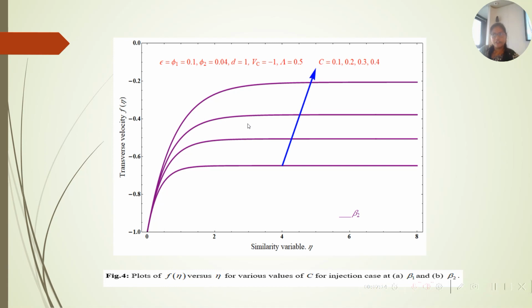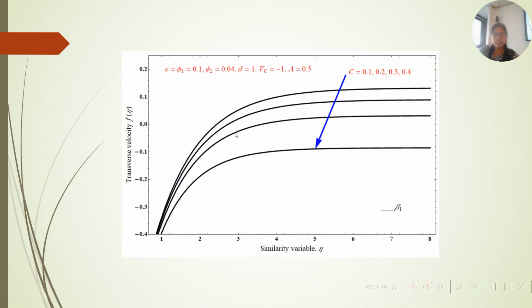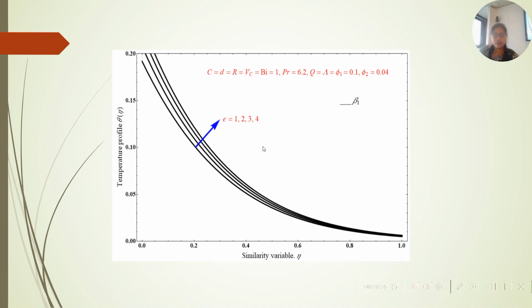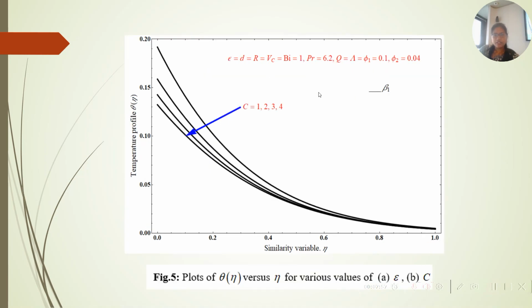Here we observe the roots beta 1 and beta 2. For beta 1, the transverse velocity decreases with the increase of the couple stress fluid parameter. But for the case of beta 2, the transverse velocity increases with the increase of the couple stress fluid parameter. Then this graph represents the temperature profile theta of eta versus similarity variable eta for various values of the porous medium parameter under the root beta 1. Here we observe that the temperature profile increases with the increase of the porous medium parameter. Then this graph represents the temperature profile theta of eta versus similarity variable eta for various values of the couple stress parameter under the root beta 1. Here we observe that the temperature profile decreases with the increase of the couple stress fluid parameter.